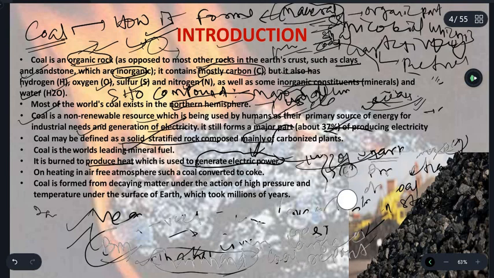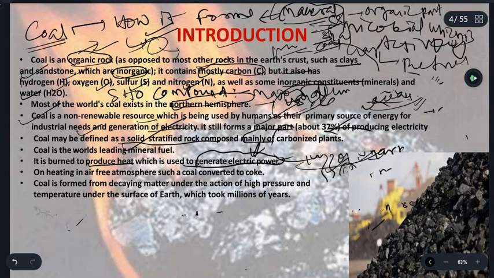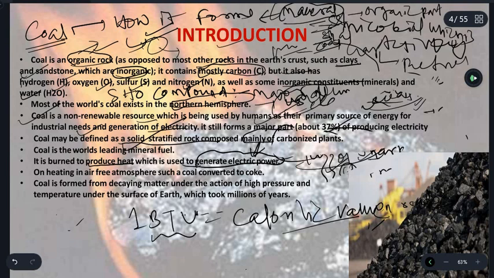Calorific value is also there. That one is calorific value, right? Calorific value is not a unit. The calorific value says the measurement of heat. Suppose 1 British thermal unit, that is called a calorific value. But calorific value is not the unit. Just tell me what the unit is. Okay, British thermal unit.